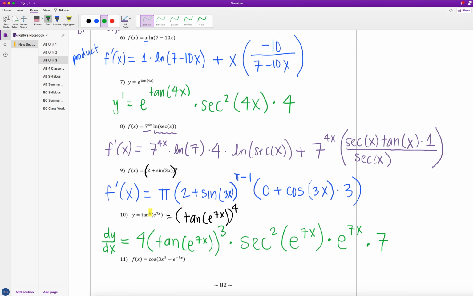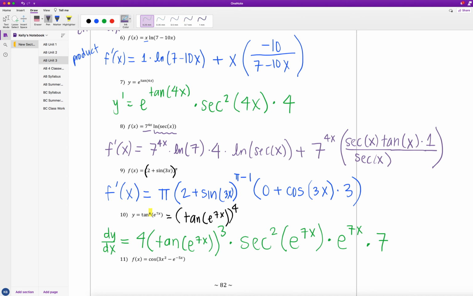So quite a bit going on in here. We had the outermost power of the 4, we had this inner power of the tangent, and then an e to the 7x, which in and of itself is another chain rule. So quite a bit going on here. Let's look at our last example.